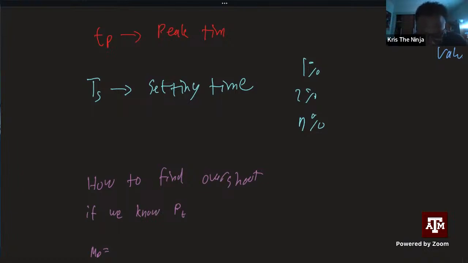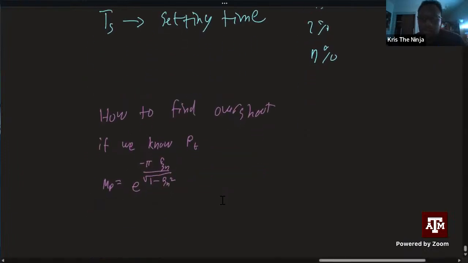e to the minus pi times zeta n over square root of 1 minus zeta. Gosh dang, why do I always write this like this? Negative pi times zeta n over the square root of 1 minus zeta n squared. That's how you can find the overshoot.